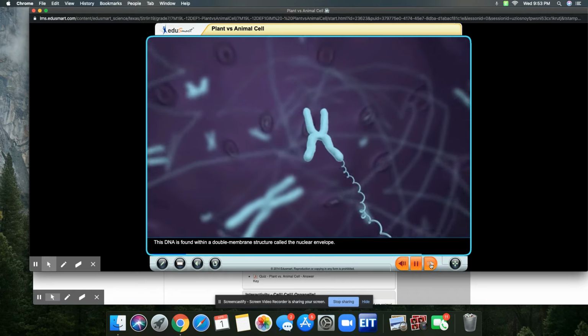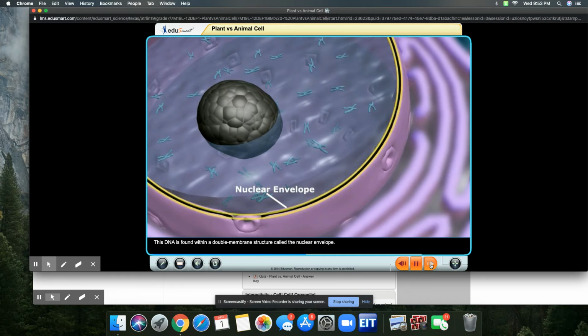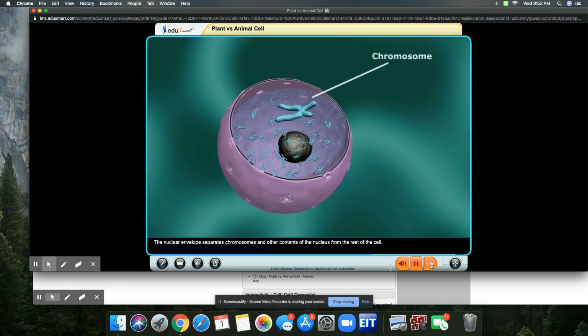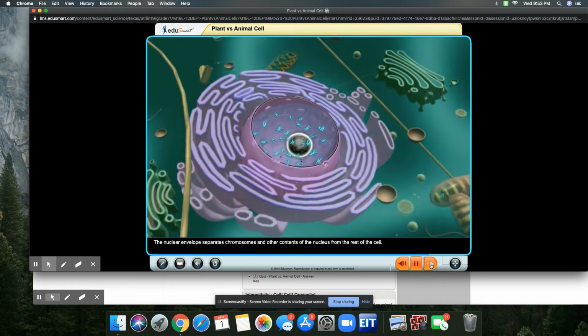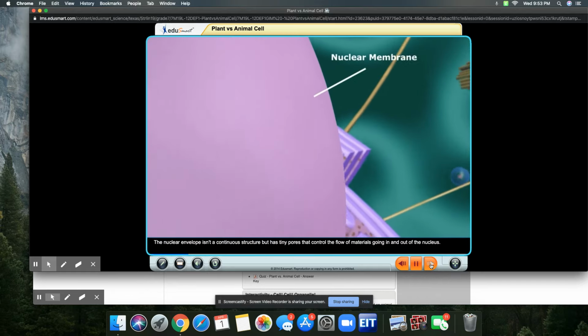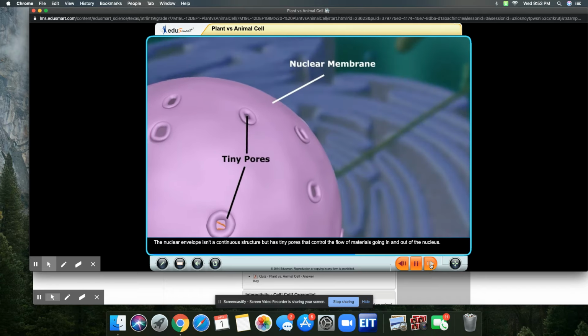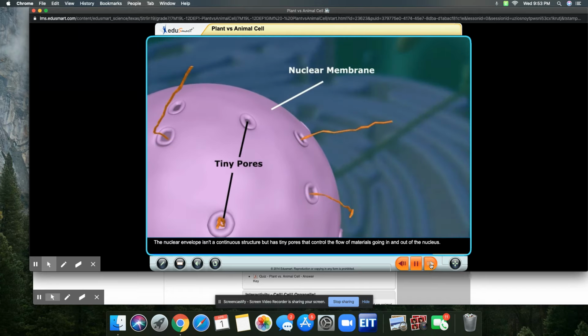This DNA is found within a double membrane structure called the nuclear envelope. The nuclear envelope separates chromosomes and other contents of the nucleus from the rest of the cell. The nuclear envelope isn't a continuous structure, but has tiny pores that control the flow of materials going in and out of the nucleus.